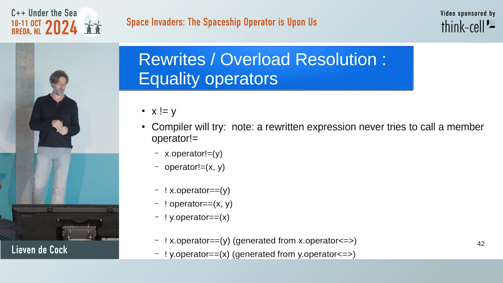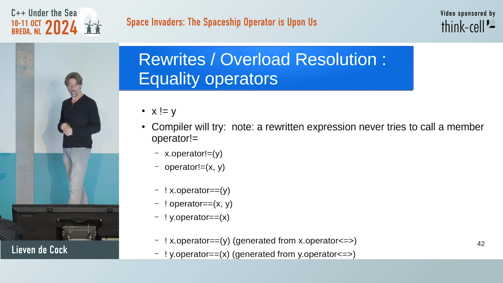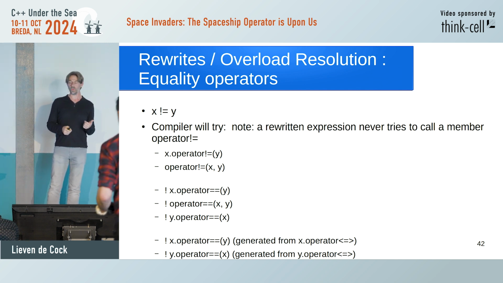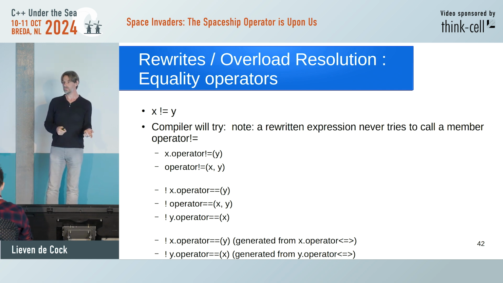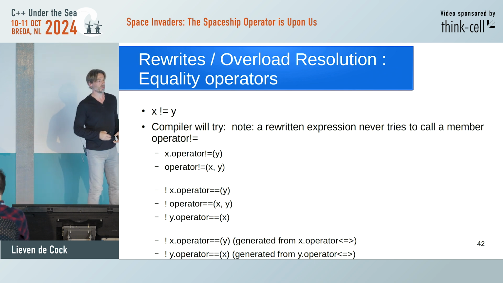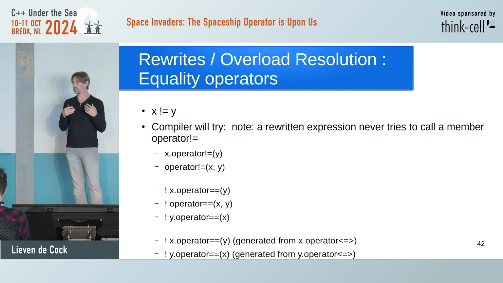Let's have a look at the rewrites again. So if x is not equal to y, what is the compiler going to try? First of all, it's going to try the not equality operator on the x type. If that exists in the x type, taking a y, or the y can be converted, we're done. If that does not exist, it's going to look for a free not equality operator and says, I give you an x and a y. If it can find that one, that's the one it's going to use.